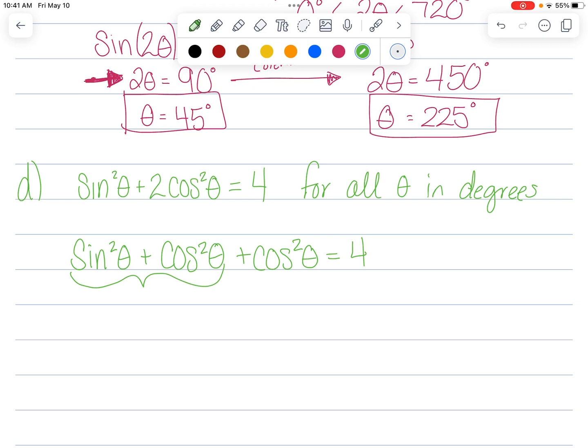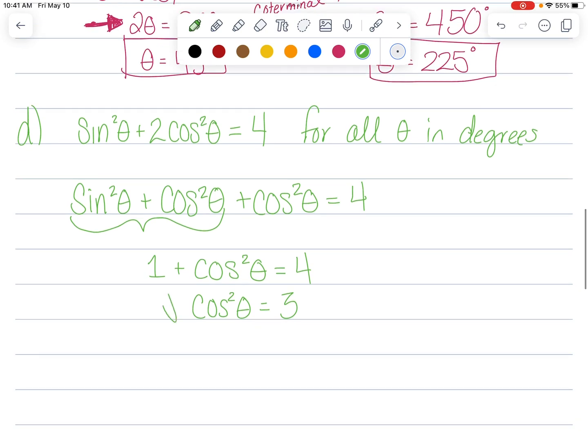This is the identity, and I can change it over. Sine squared plus cosine squared is 1. By doing this, I've now made an equation that didn't look particularly pretty in the first place a lot easier. Subtract the 1 from both sides, I get cosine squared theta is equal to 3.